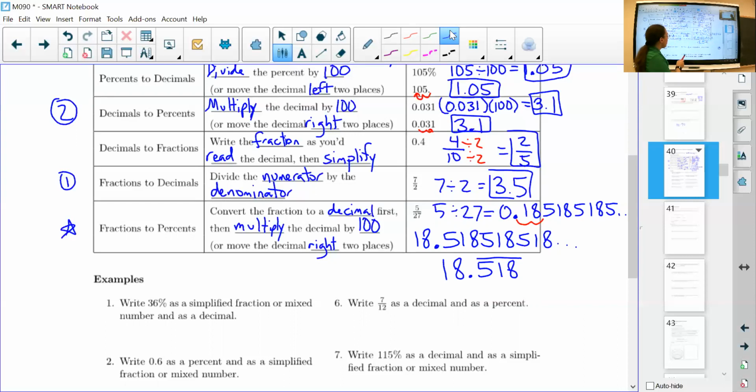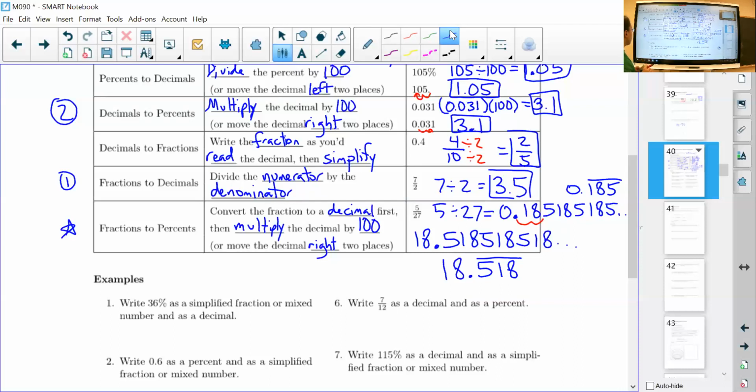So even though it started out as a 0.185, it changed to a 518, not because the numbers magically rearranged themselves, but because we rearranged where the decimal point was. And the decimal point is kind of the key to telling us which part of it we can write as repeating and which part we cannot.